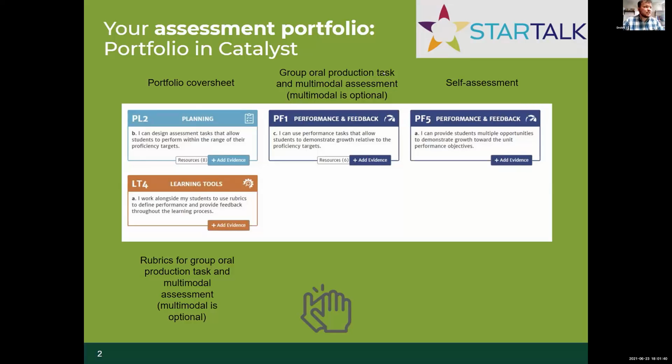This one is a little bit different. Group oral production task goes under PF1, so performance and feedback right here. Multimodal assessment is optional, but if you want to do multimodal, this should also go under PF1, performance and feedback. Your self-assessments will go under PF5, and under learning tools, you will post your rubrics for group oral production task and multimodal assessment. Multimodal assessment is, again, optional. So this is how it should ideally be done.